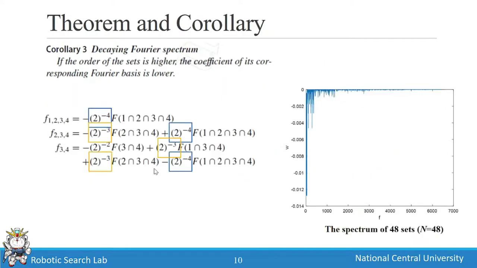Okay, then corollary 3 also shows that based on these equations, we can find that if the frequency is higher, its coefficient is lower due to the decay terms. We can also show this in a spectrum picture. Here is an example when n is equal to 48. In the spectrum we can find that when the frequency is higher, the coefficient of the frequency is lower.